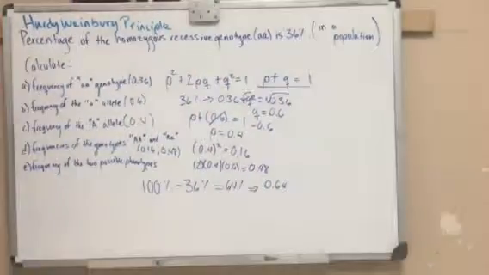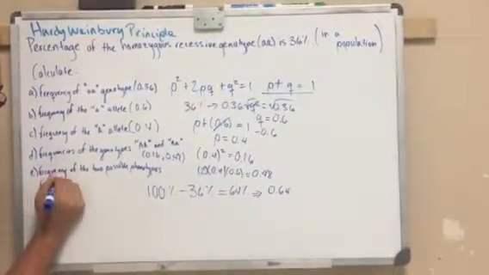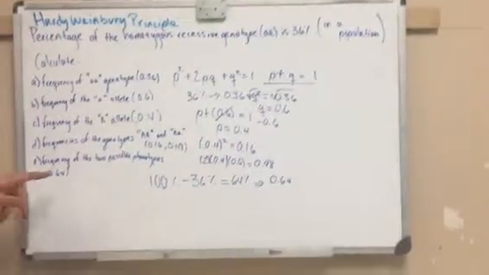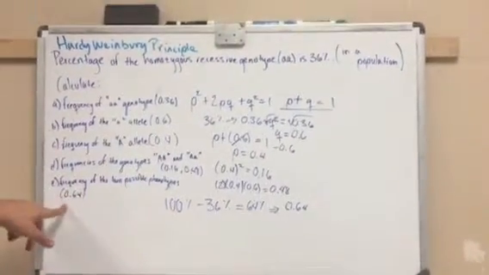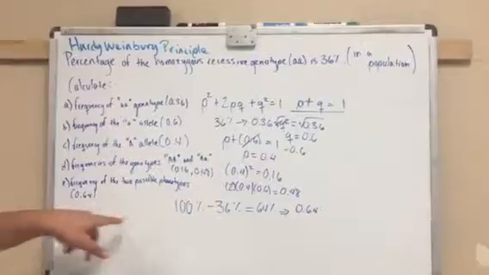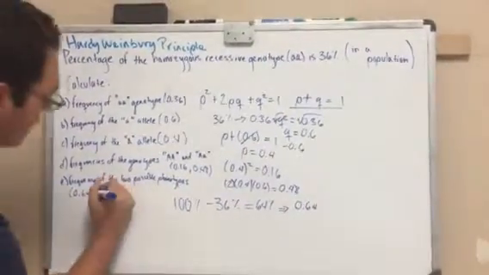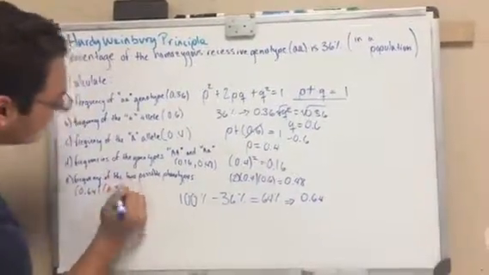And finally, that is the frequency of organisms that have the dominant phenotype. This is the first frequency, and then the second frequency would just be 0.36 originally. That just has the recessive allele.